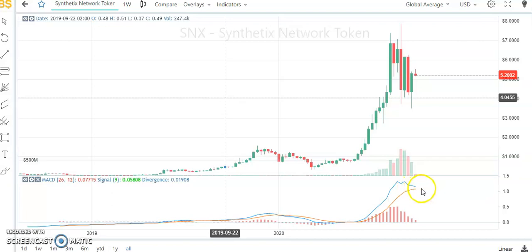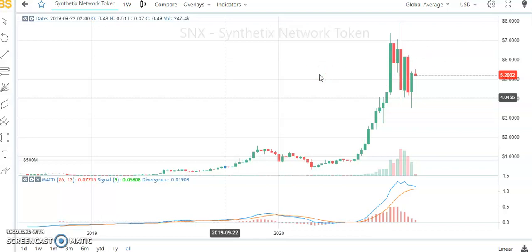So if we see a kiss and then we see the blue going up again, and here we see the histogram going up, and if we see new volumes, most importantly, coming in with some bullish part, then we can definitely project Synthetix Network Token to hit a new high around $11.